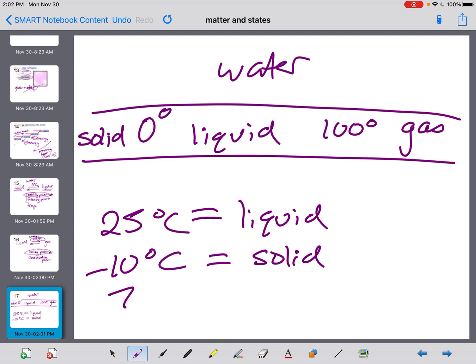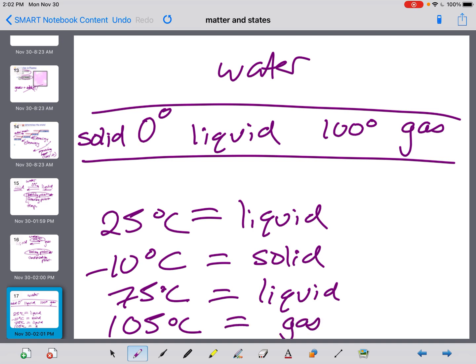If we were at 75 degrees Celsius, what would we be? We would be a liquid because we're still between the 0 and 100. If we were at 105 degrees Celsius, we would be a gas because we're higher than the boiling point. So knowing the boiling and melting point of different substances gives us a lot of information, and every substance has its own unique values.